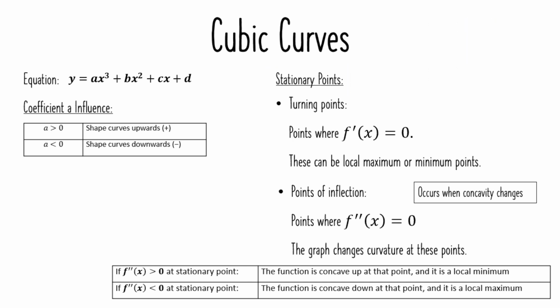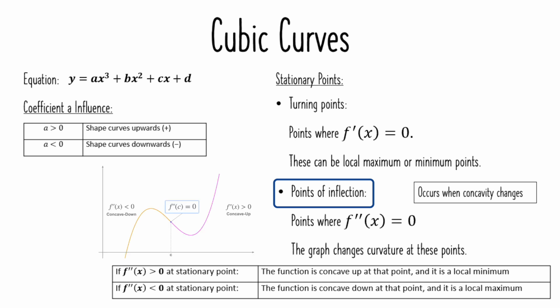What about points of inflection? Points of inflection occur where the second derivative equals 0. These points are where the curve changes its curvature, either from concave up to concave down or vice versa.